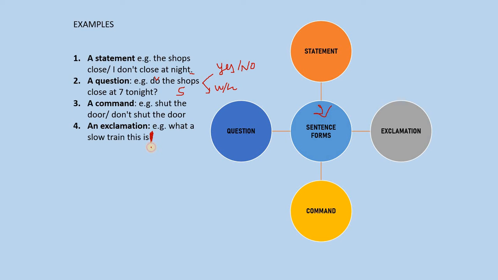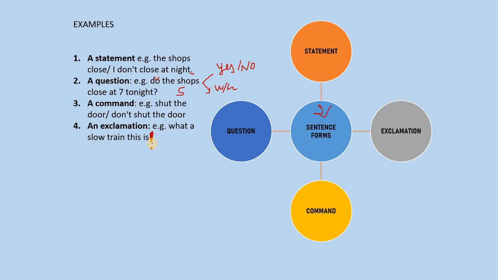Sorry for this typing mistake. So what a slow train this is? Here we don't have inversion of the subject and verb. What a slow train this is. So here it's an exclamation.